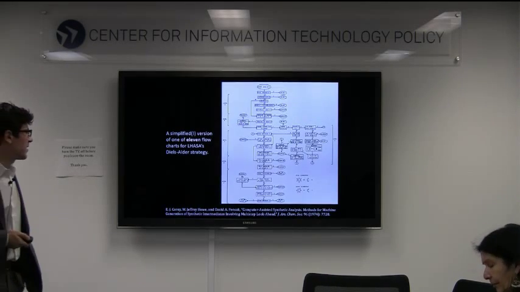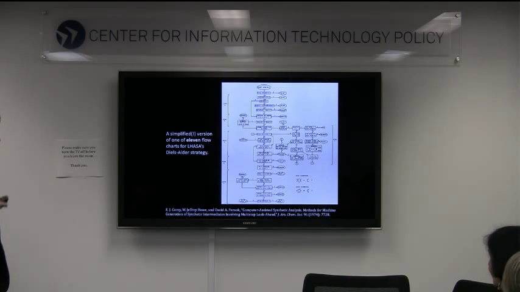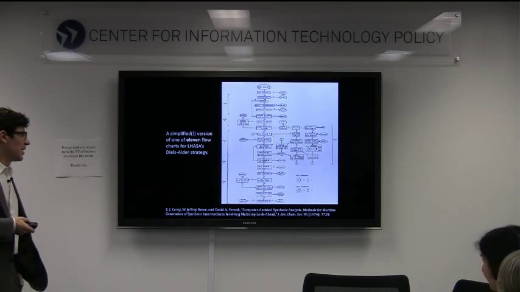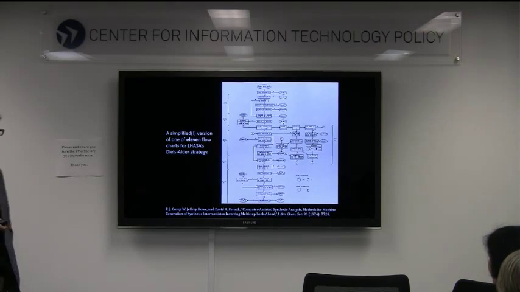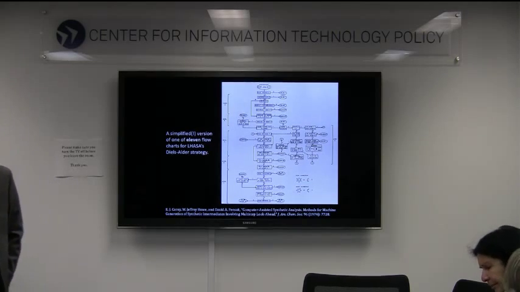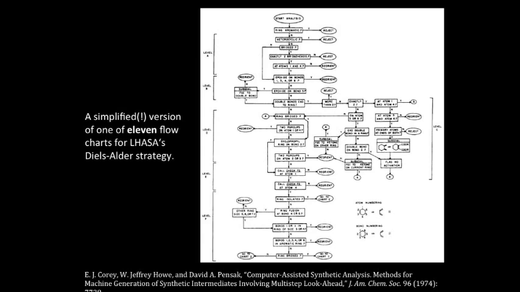In order to do this, they started by putting together flowcharts. This is a simplified version of one of 11 flowcharts for LASA's Diels-Alder strategy. Again, this is one reaction. We're just looking for ways of backing out using one single reaction out of thousands of different synthetic reactions. They developed 11 of these flowcharts, and they coded them into the program.